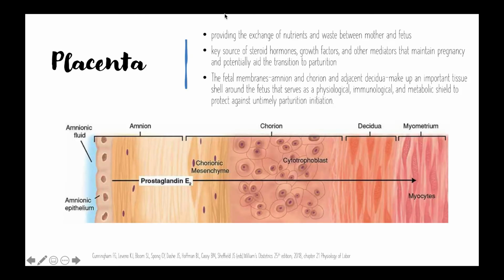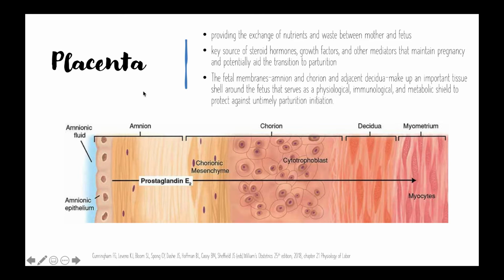So the placenta provides the exchange of nutrients and waste between the mother and the fetus. So the key sources of steroid hormones, growth factors, and other mediators that maintain pregnancy are coming from the placenta, and this potentially aids the transition to parturition.